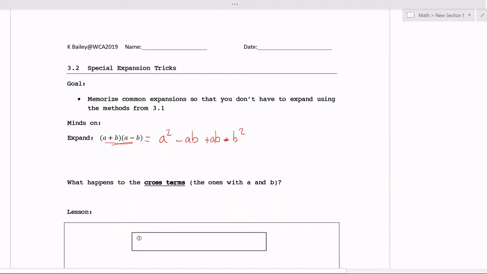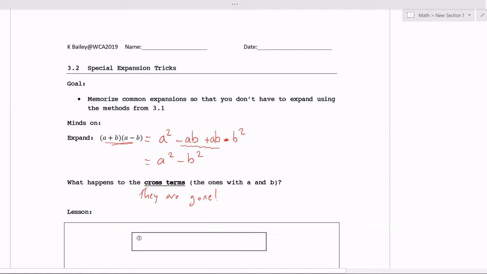Okay. I can simplify this. Actually, I might notice that these terms, negative AB plus AB, that's like negative 1 plus 1 is gone. So the result is A squared minus B squared. Those terms in the middle, AB and AB, we call them cross terms because they are made of one of each variable. That's just how it works. So what happened to the cross terms? They are gone.